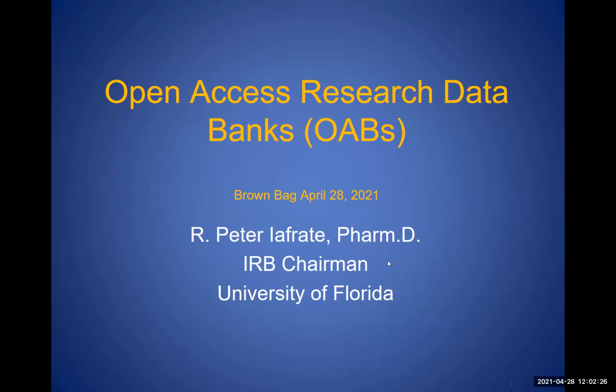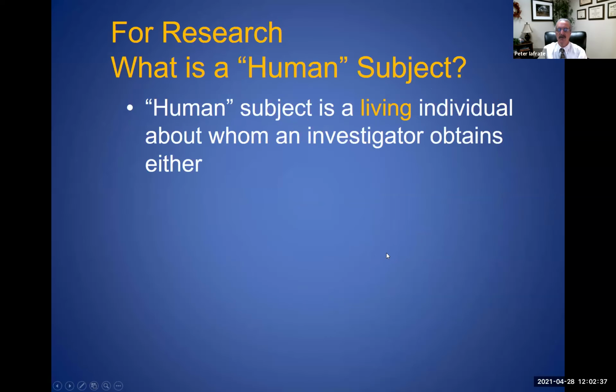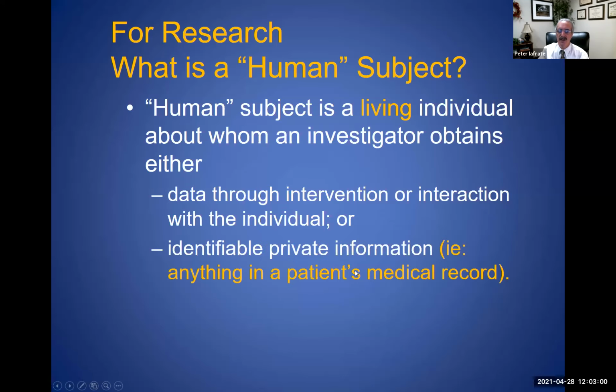Okay, so Open Access Research Data Bank. What is that? Let me set the stage first, and then I can answer questions in a few minutes. For research, a human subject is someone that is living and about whom an investigator obtains either data through intervention or interaction with that individual, in other words, you're doing something to them or with them, or with their identifiable private information, which would basically be stuff that comes out of their medical record.